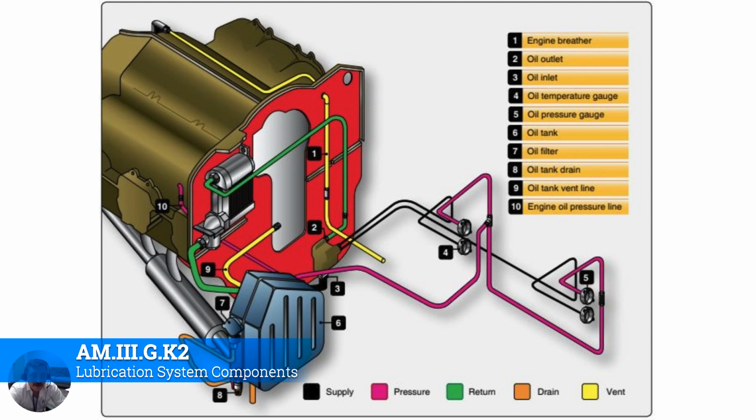You have the oil outlet on position number two, so that's where the oil is going to leave the tank and then enter the system. Number three is the oil inlet, where the oil is actually going to come into the tank. You have a temperature gauge and an oil pressure gauge at positions 4 and 5 that allow us to simply monitor the health and status of our engine oil and therefore our engine. Then you have 6 and 7, the oil tank.